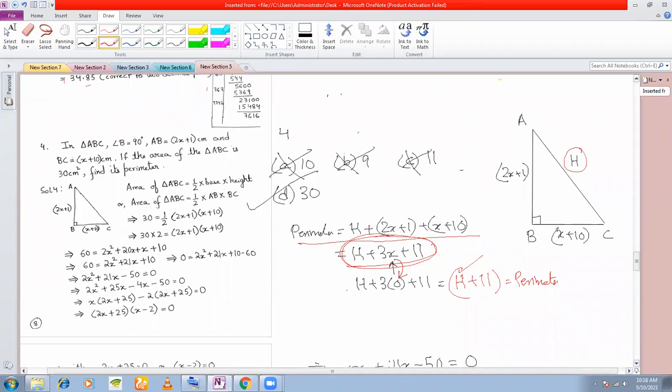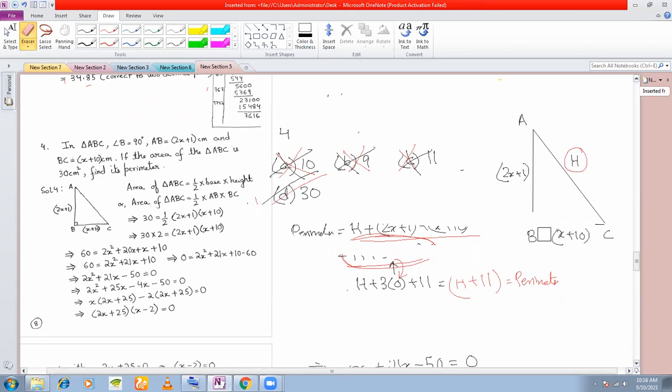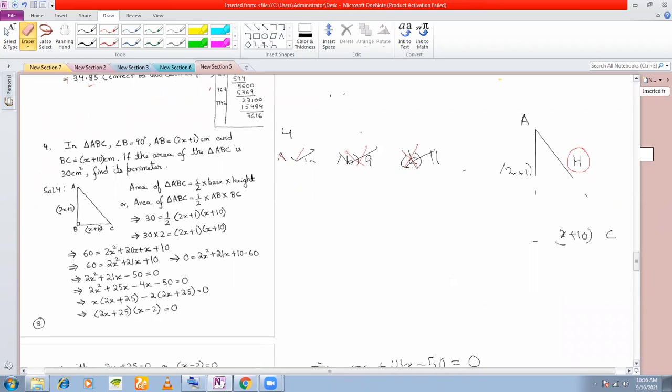So whatever is the perimeter, it has to be greater than 11. So that means this option is out, this option is out, this option is out. So the only correct option is 30. Okay. Okay, sir. Thank you, sir.